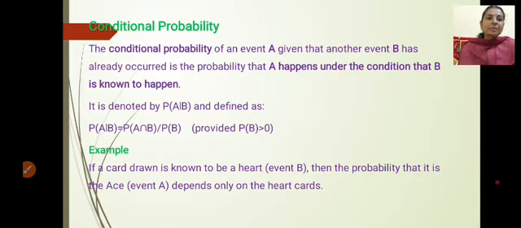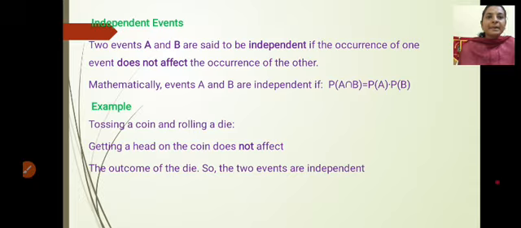The conditional probability of an event A given that another event B has already occurred is the probability that A happens under the condition that B is known to happen. It is denoted by probability of A given B and defined as probability of A given B equals probability of A intersection B divided by probability of B. Example, if a card drawn is known to be a heart, then the probability that it is the ace depends only on the heart cards. Independent event.